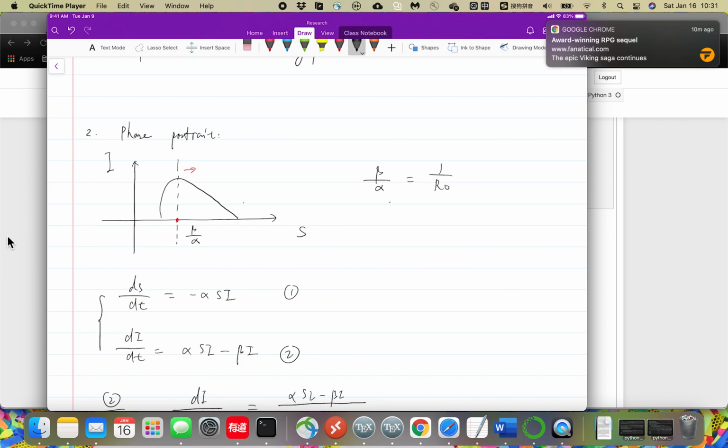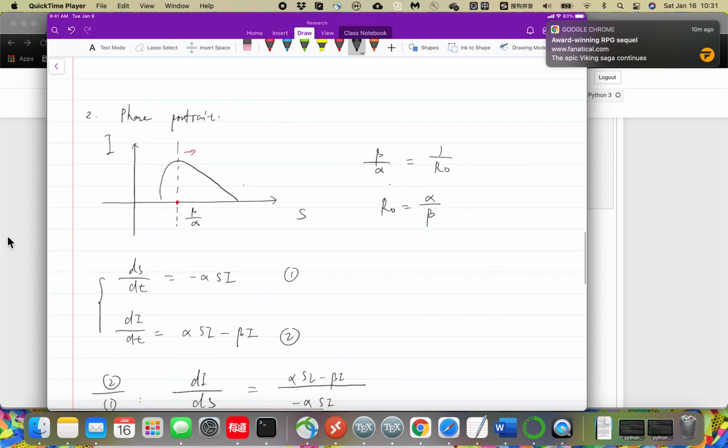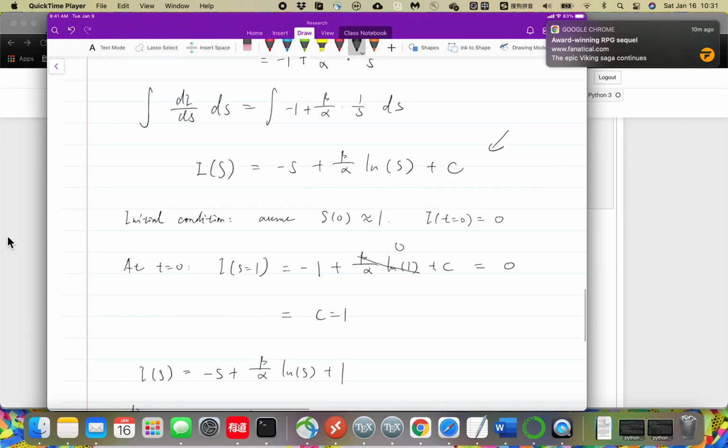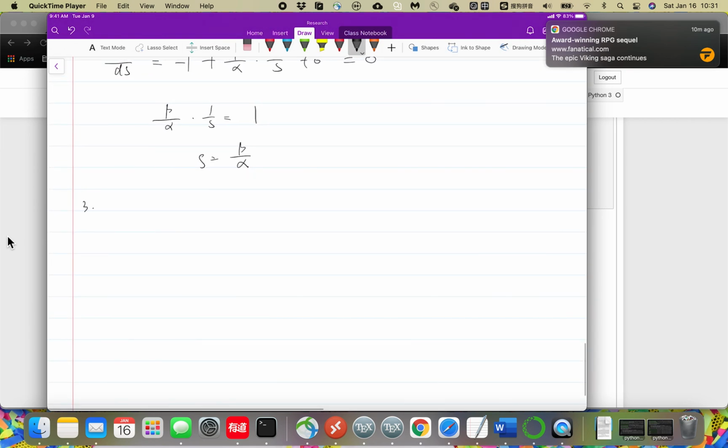Because we want our R naught number to be defined as alpha over beta. So here, you can write it as beta over alpha. You can also write it as 1 over R naught. Later, we will actually discuss this right away. What does this R naught mean? All right, so that's the ratio. Cool.